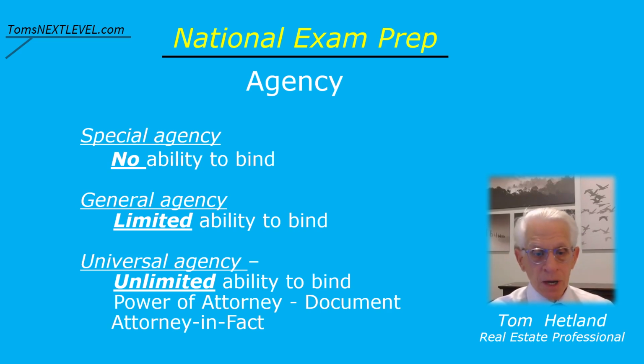Second type is general agency. It's another type of agency, but under general agency, the agent has a limited ability to bind their broker. Let's talk about my previous example. You went out and secured a listing. You sat with the seller, signed the listing agreement, and you as the salesperson signed the listing agreement. And you brought it back to your brokerage, and the broker accepted it.